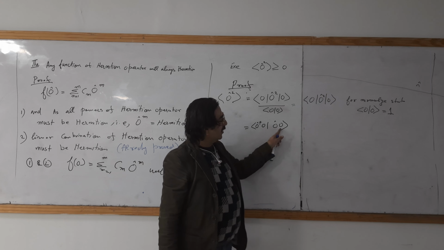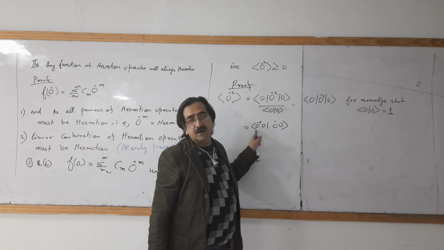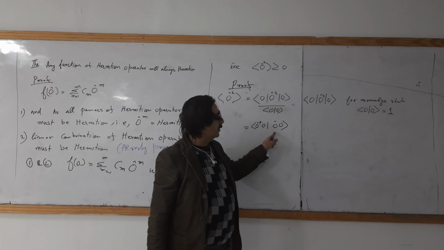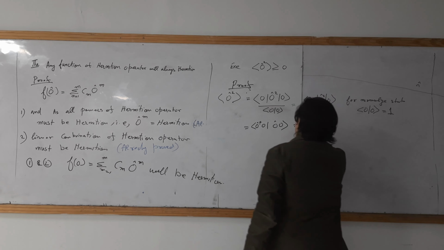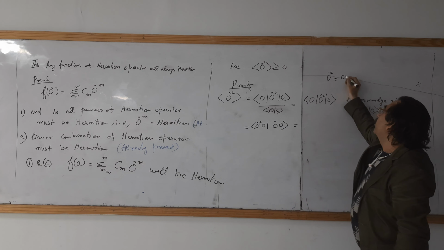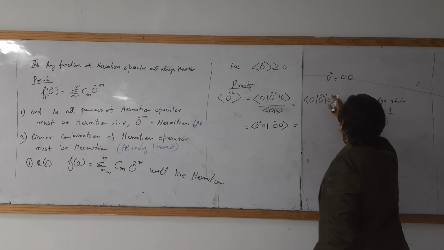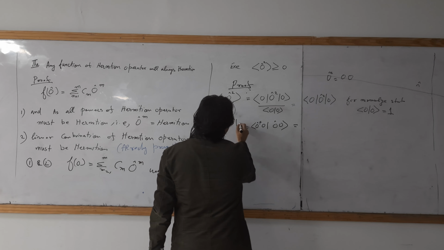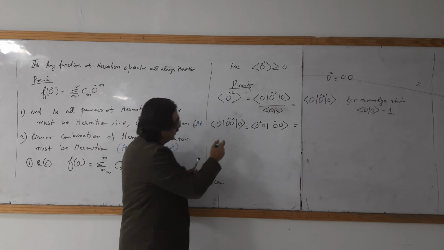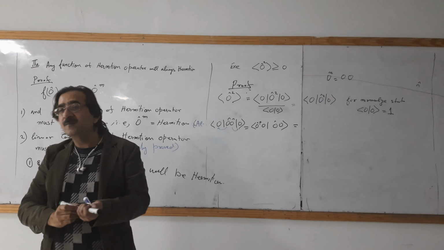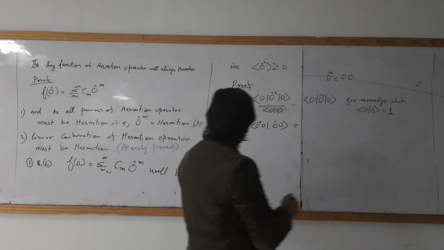I have applied one O on a ket and one O on a bra. So, have you got it? This O square is actually equal to O multiplied by O. Some students may not understand, so I should write it this way: I apply one O on the ket and one on the bra.